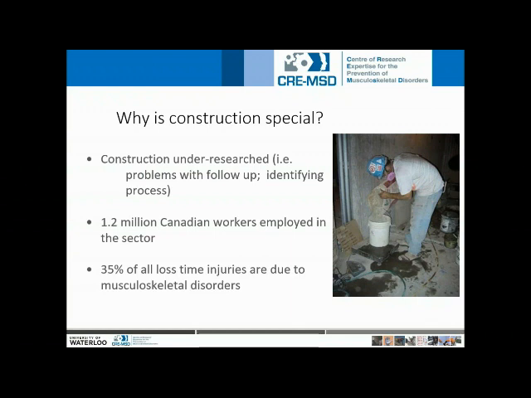It's also important to note that 1.2 million Canadian workers are employed in the construction sector, but most of them are employed by small companies, which is another issue that we'll talk about later, but makes it difficult to follow them up for any kind of research. And the other thing from our perspective, from the CRE perspective, is that 35% of all lost time injuries in the construction sector and in most sectors are related to musculoskeletal disorders. And so it's not the major accident, it's the progressive ongoing disabilities that we see affecting people's ability to work and costing workers money, employers money, and a lot of pain and grief.